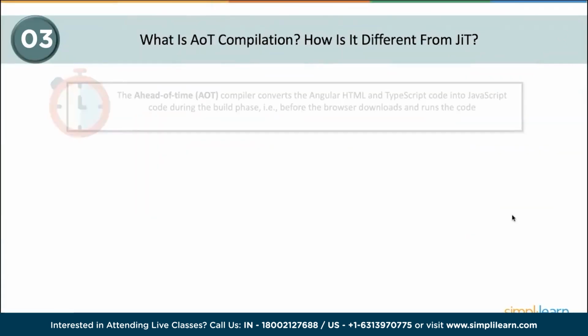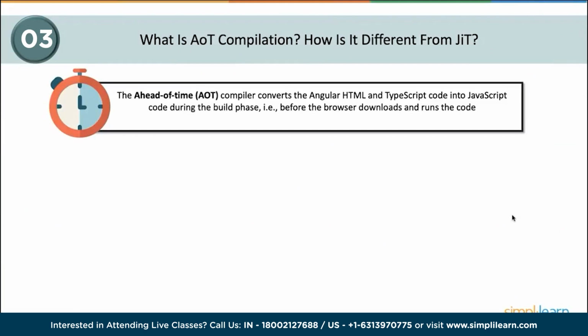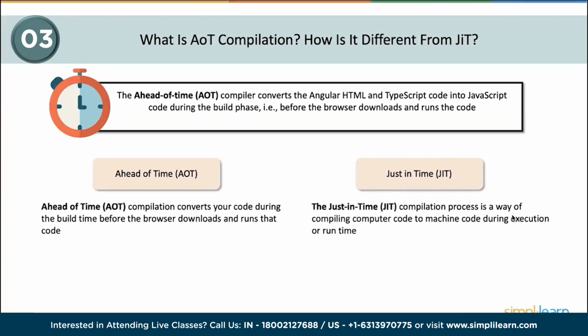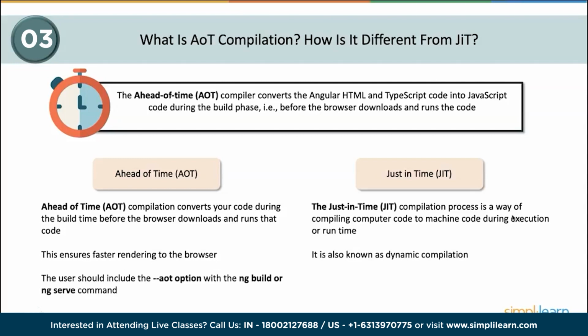How is it different from JIT? AOT stands for ahead-of-time compiler, which converts all Angular, HTML, and TypeScript code into JavaScript code during the build phase, before the browser downloads and runs the code. So AOT is far faster and lighter in size. Just-in-time compiler is the default compiler. It is a process where computer code is compiled to machine code during execution at runtime. This ensures faster rendering in the browser. It is also called dynamic compilation.